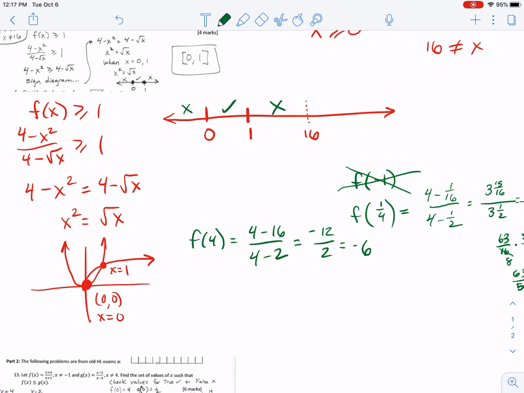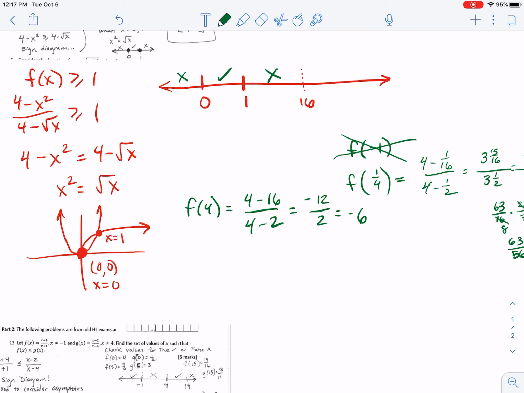But now here's the part that I didn't consider in the past, and I should have. My apologies. I'm good, but I'm not perfect. Okay, and that is f of, say, 25. Let's get something that's out here and a perfect square.